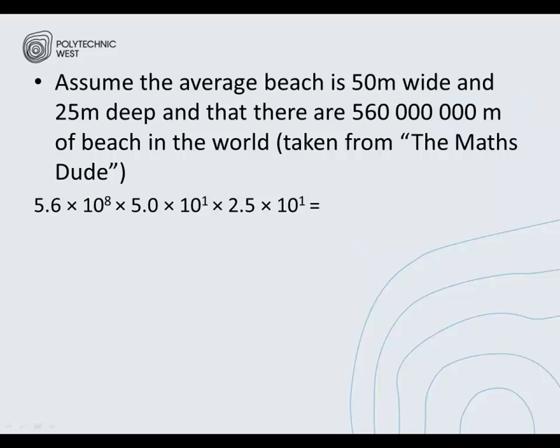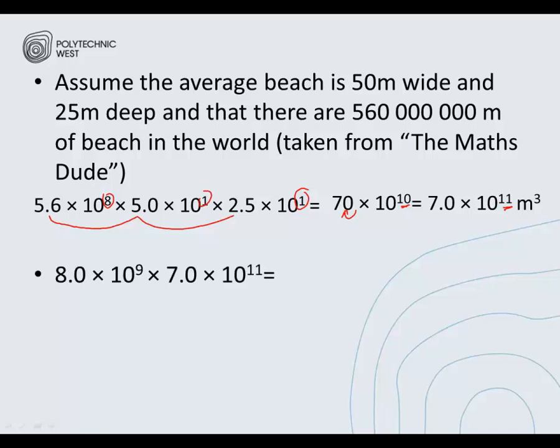What we do is multiply 5.6 with 5 and 2.5, and then add the exponents, 8, 9, 10. Multiplying 5.6 by 5 by 2.5 gives me 70, and then that gives me 10 here. Now, that's 70 times 10 to the 10, so I'm going to shift it one more across and make that 7.0 times 10 to the 11. So I shifted it 1, that becomes 11, and it becomes proper scientific notation.